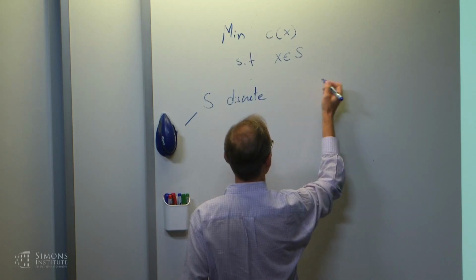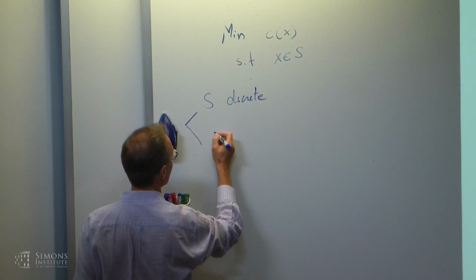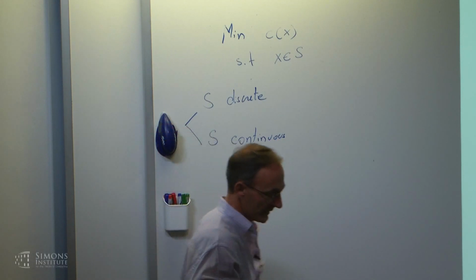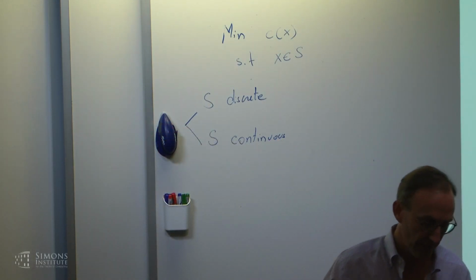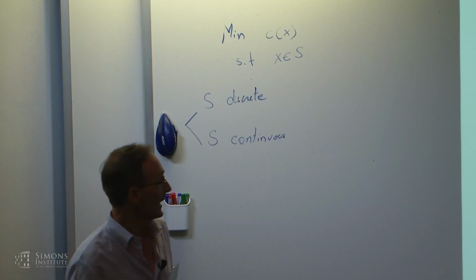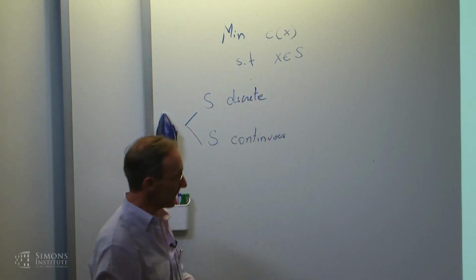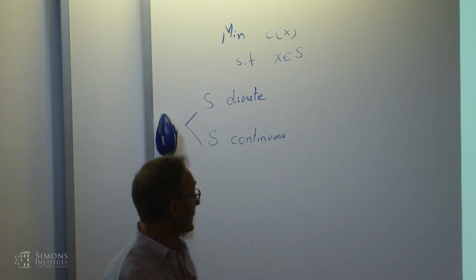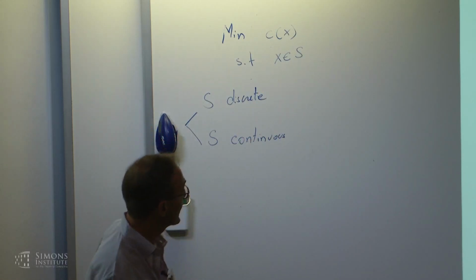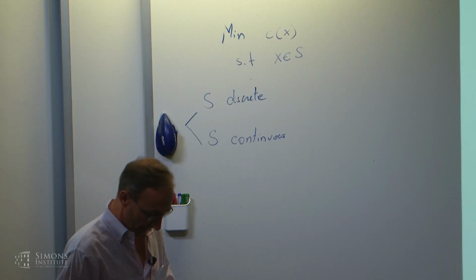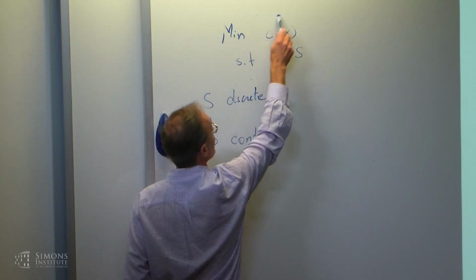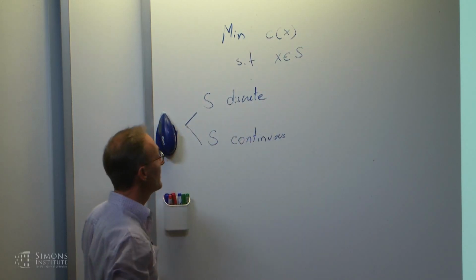And then on the other side, we could also have S continuous. And in that case, we would like to have some nice properties of S, such as continuity, differentiability. If we want to be able to efficiently solve this, we'd like S to be convex, for example. Or S could be, for example, a semi-algebraic set, and there will be some talks about this during the week. c of x would be often either convex or maybe a polynomial, maybe linear.